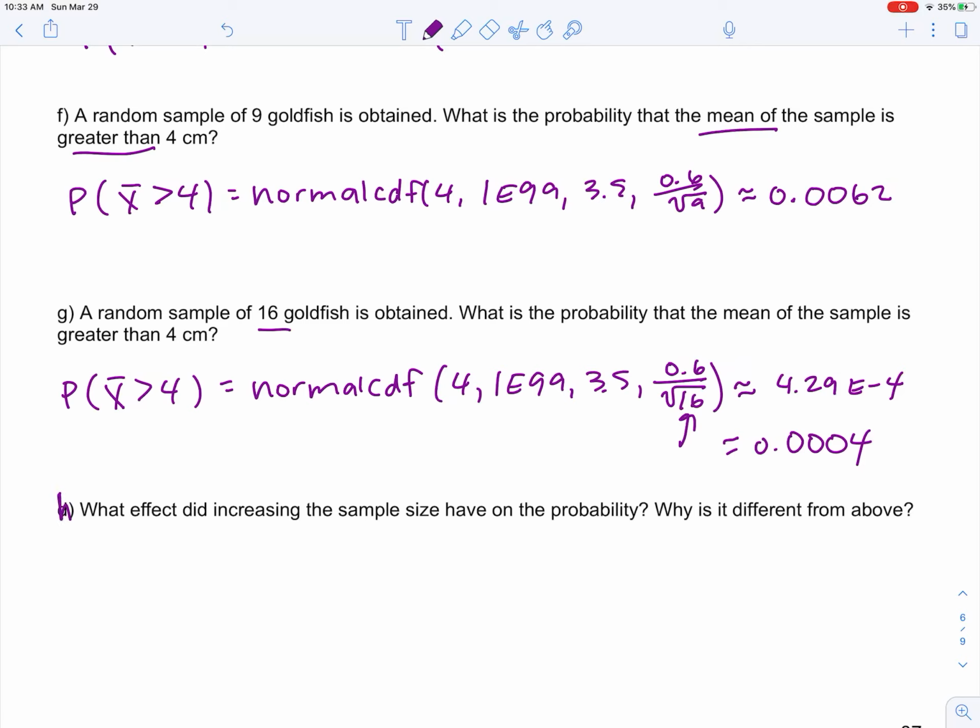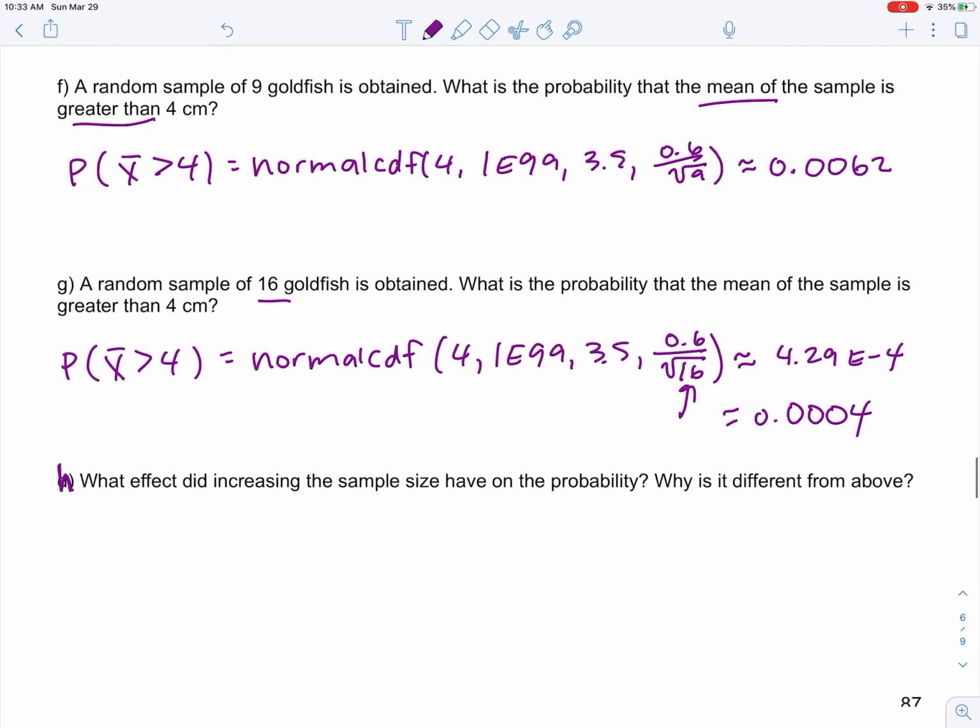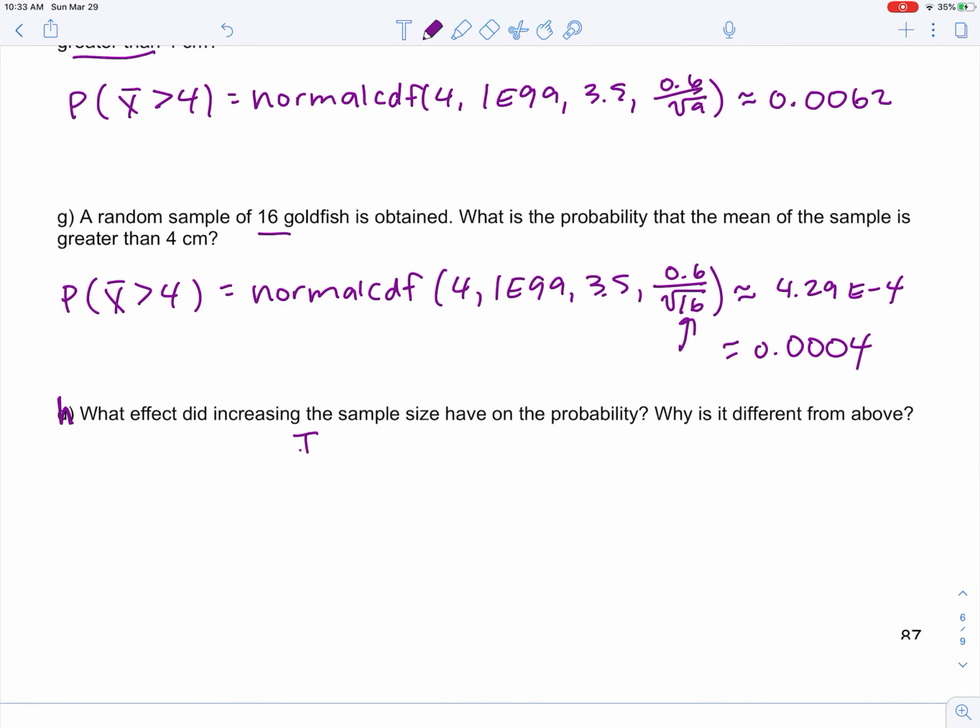So it should say part H here, EFGH. What effect did increasing the sample size have on the probability? Why is it different from above? This time it decreased, and the reason is because we are now in the tails of the distribution, whereas before we were in the center.